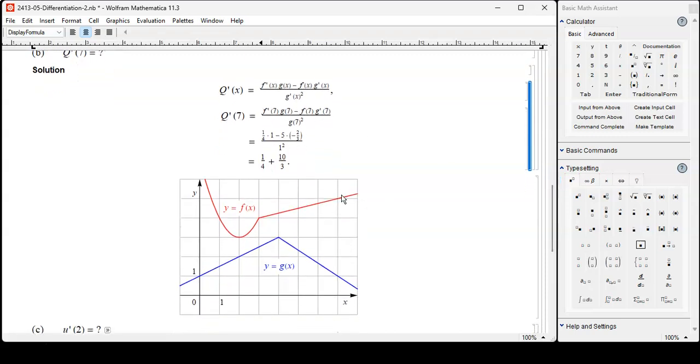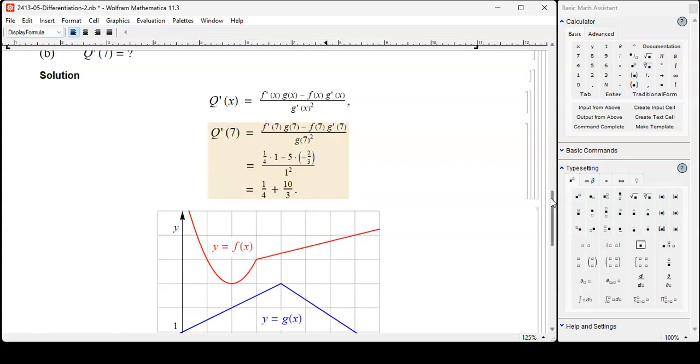f prime of 7 is this slope, 1/4. 1, 2, 3, 4 steps and 1 step, yes. And times 1, that's the height. Minus f of 7, this height, 5. g prime of 7, the slope here: 1, 2, 3 steps to the right, 2 steps down, so negative 2/3. We have it here, and do your computation. Can't read? Expand the font maybe.